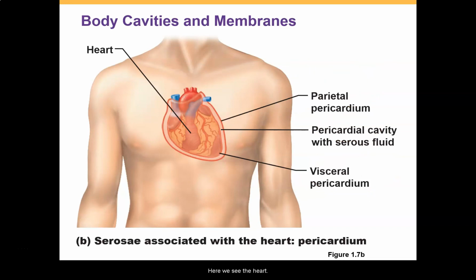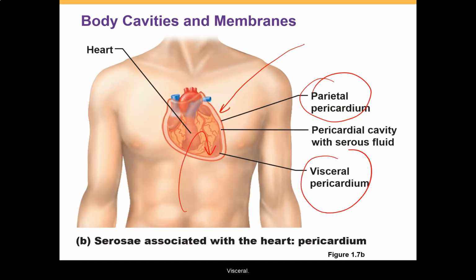Here we see the heart, protected by the pericardium, the most superficial layer, parietal pericardium. Deepest layer here, visceral pericardium. And the space in between the two layers, the pericardial cavity.